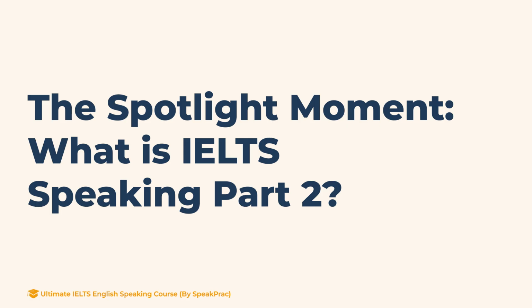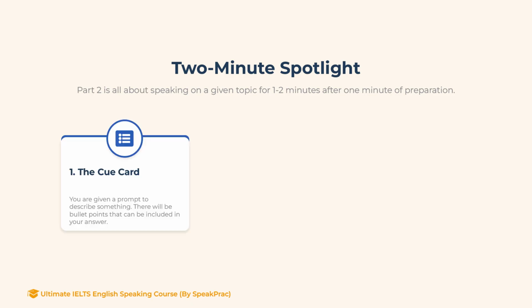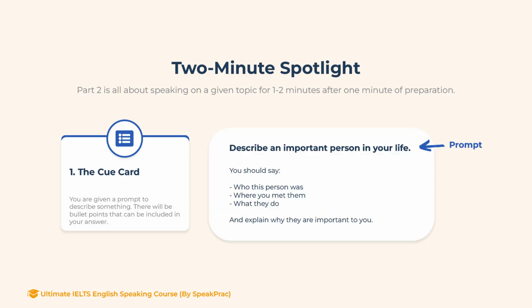Okay, let's break down what is IELTS Speaking Part 2. Think of Part 2 as your 2-minute spotlight. After you finish the warm-up questions in Part 1, the examiner is going to hand you a card called a cue card, along with a pencil and some paper. On this card, there will be a prompt. It will ask you to describe something, like a person, a place, an object, an experience, or a memory. You get the idea. Below that main prompt, you'll see a few bullet points, usually 3 or 4, with suggestions like who this person was, where you met them, what they do, and explain why they are important to you.